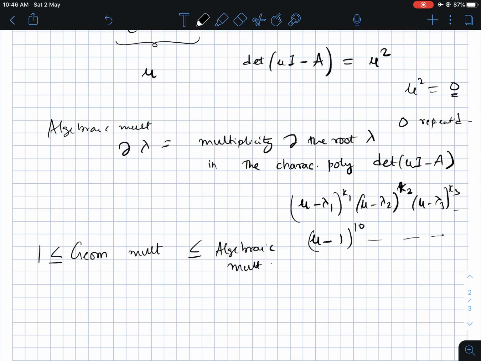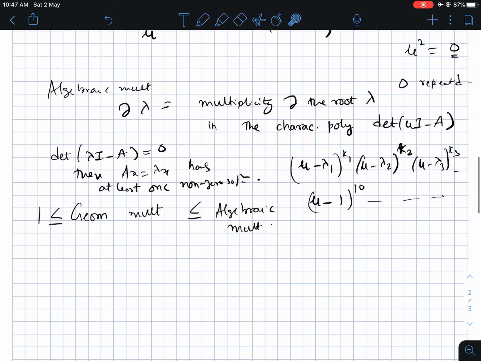It will have at least 1 because recall that if lambda is a root of this polynomial, that means if determinant of lambda I minus A equal to 0, then Ax equal to lambda x has at least one non-zero solution. Correct? This is because if the determinant of a matrix is 0, then there is at least one non-zero vector in the null space. Correct?